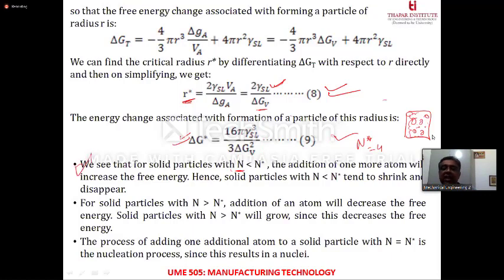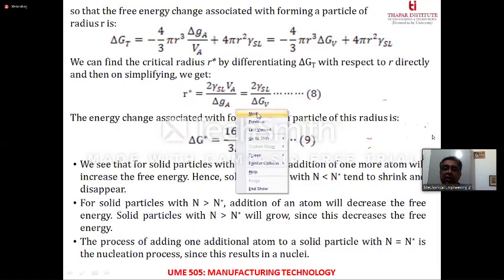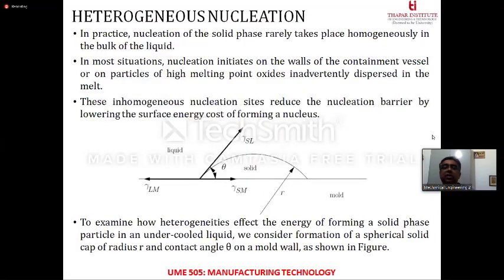So the ideal scenario that you want is that the number of critical atoms which are developed in the system should be equal to the number of atoms which are required to generate or propagate solidification. So this is all about homogeneous solidification. Now let us talk about heterogeneous solidification.